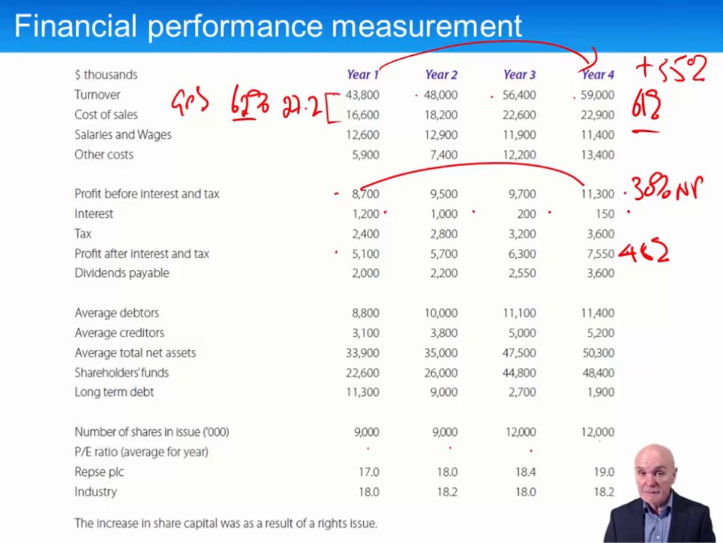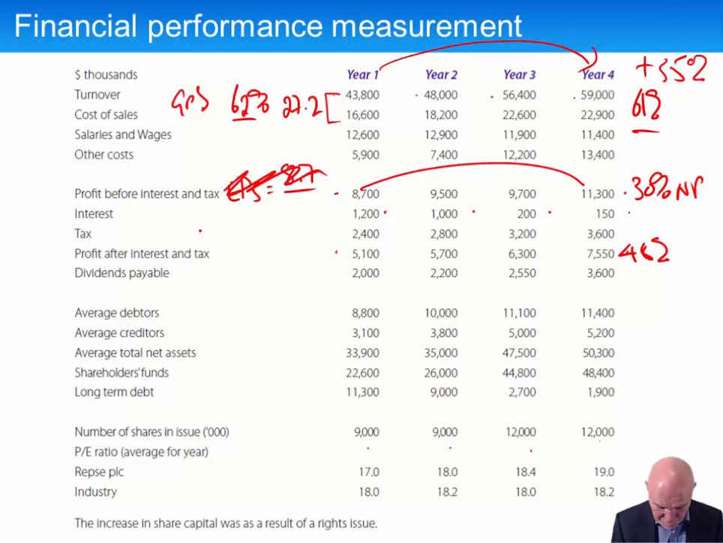This is the profit that's going to be available to the shareholders, and once we're there we can actually work out the earnings per share. So the earnings per share here, it's going to be 8.7 if I do it in thousands, divided by the number of shares in issue, which is going to be 9,000.